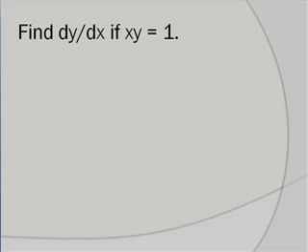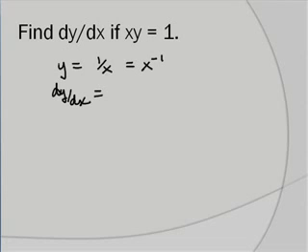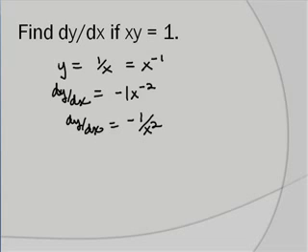So if we would take this equation and solve it for y, we would divide both sides by x. Then we will rewrite that as x to the negative 1. And then when we find the derivative, we go negative 1 x to the negative 2. So our derivative, dy/dx, is equal to negative 1 over x squared. All right? Well, that works fine and dandy.